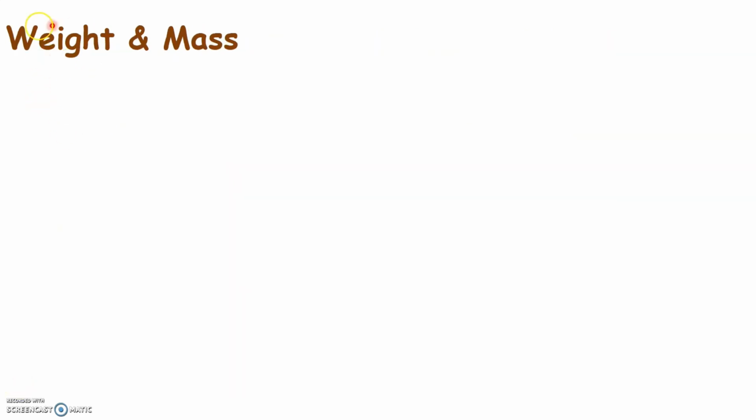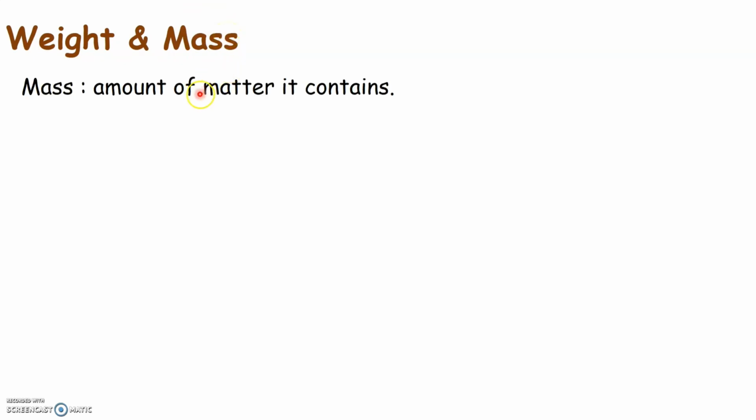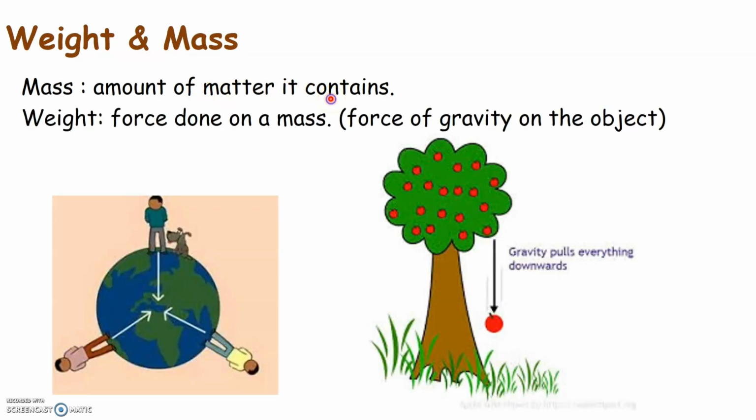Most often we use the term weight instead of the term mass. But remember that weight and mass, they are not the same, but they are different. Mass, as we have just learned, it is the amount of substance or matter that is contained by an object. While weight, it is the force of gravity on the object.